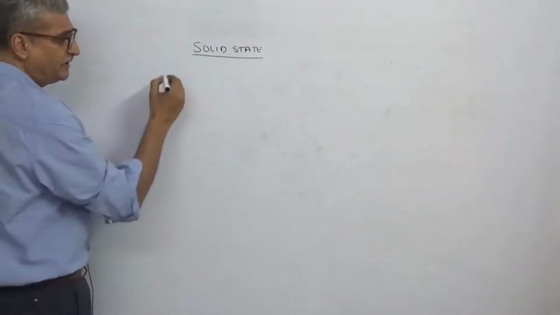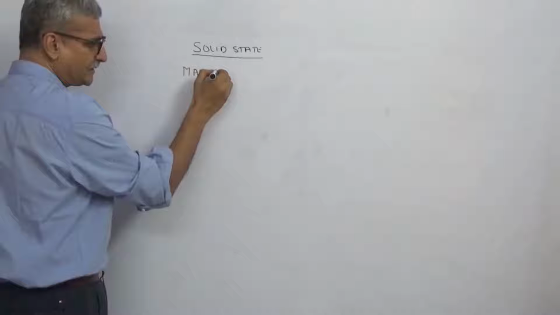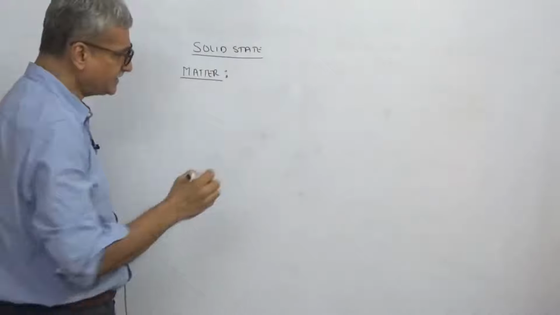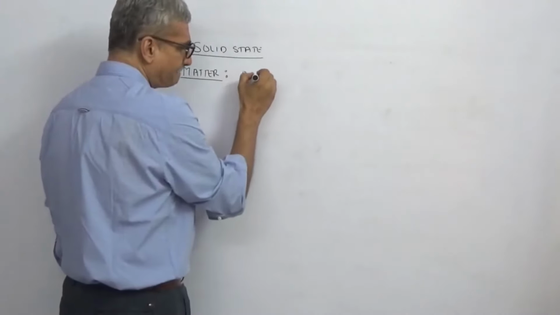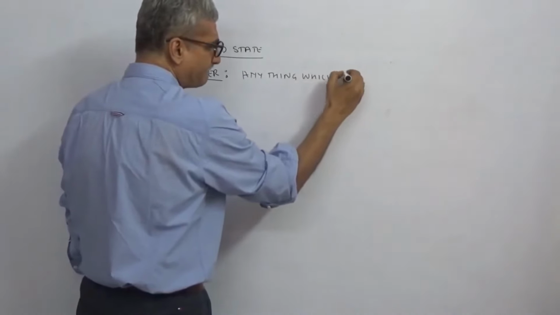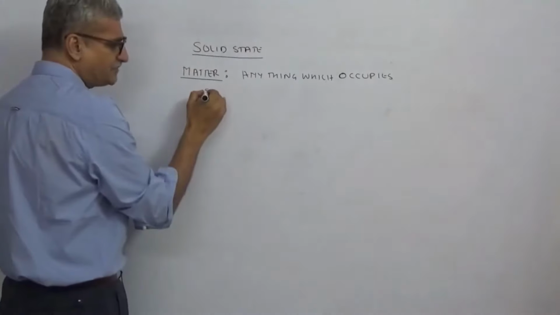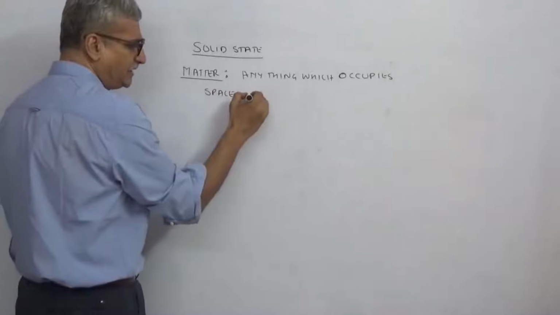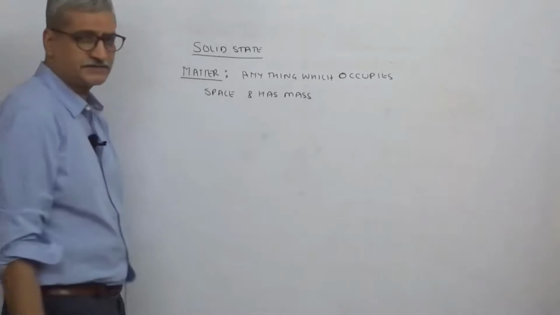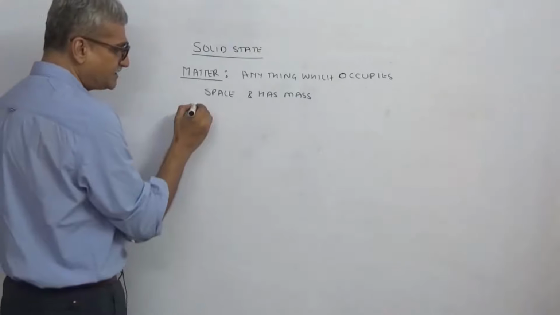So when we are talking of solid state, let us start with this definition. What is matter? Matter is anything which occupies space, that is volume, and has mass. So these are the two criteria. This leads to the next point, that is states of matter.